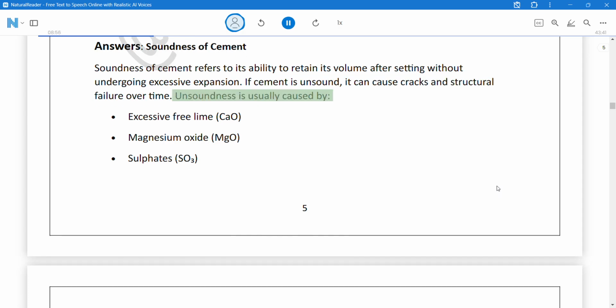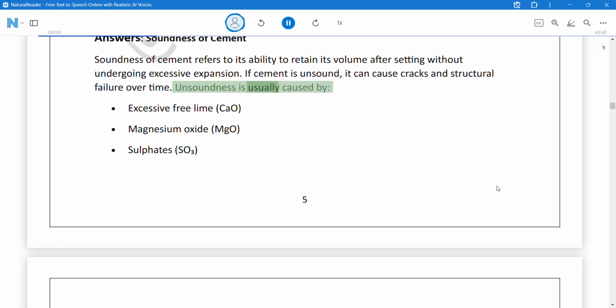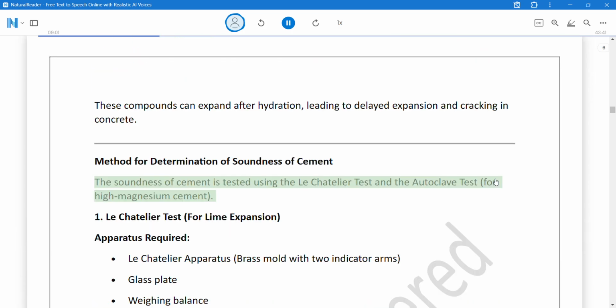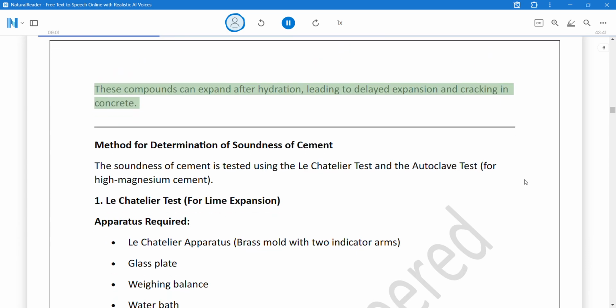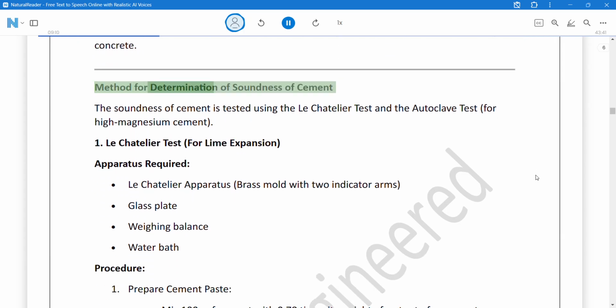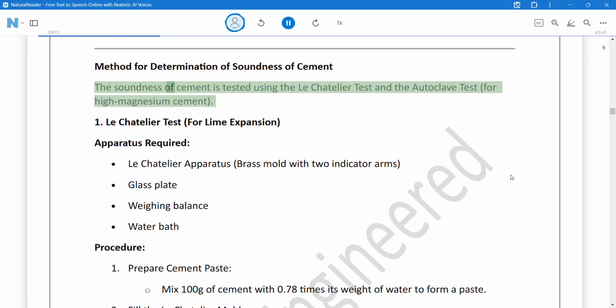Unsoundness is usually caused by excessive free lime, magnesium oxide, and sulfates. These compounds can expand after hydration, leading to delayed expansion and cracking in concrete. Method for determination of soundness of cement. The soundness of cement is tested using the Le-Chatelier test and the autoclave test.